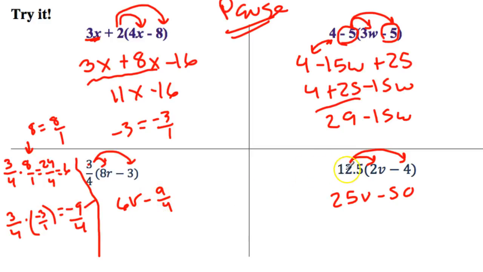The last one, the same distributive property, 12.5 times 2v. I put it in a calculator. I get 25v. And then 12.5 times negative 4, negative 50. Again, if you had the order wrong, but the same numbers, then you are good to go.